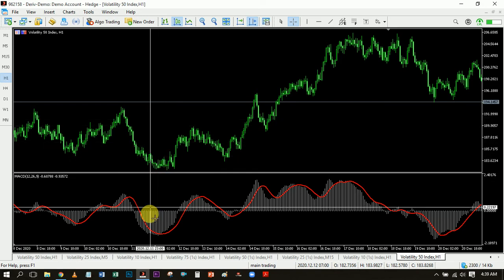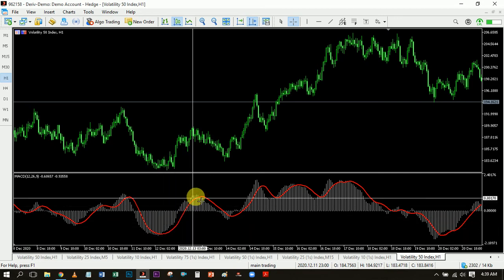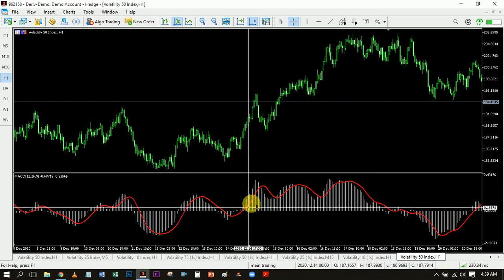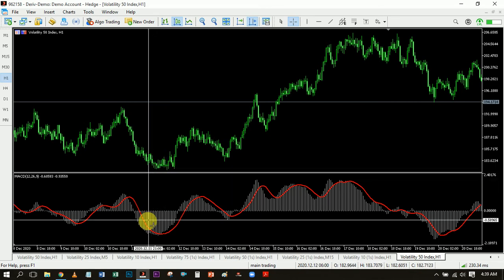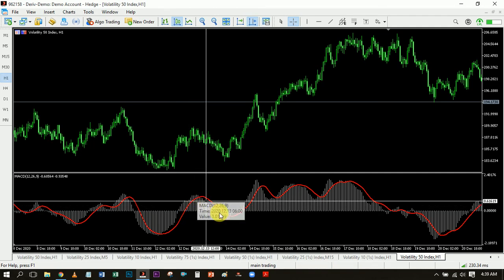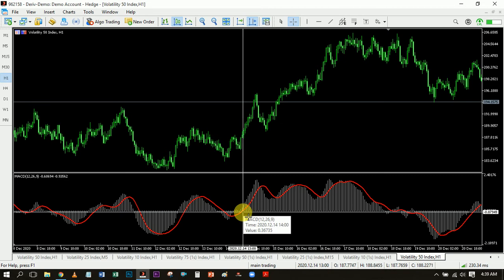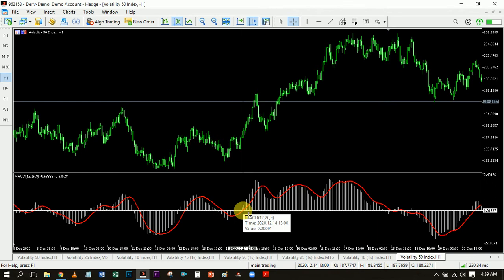Now looking at this, you realize that your MACD crossed above, then crossed below, then crossed above again. Then you notice that when the MACD crossed above here, there was a retest here before crossing above again. Now don't forget that your entry should be when the MACD crosses above the zero line or below the zero line, but for a buy signal it's above the zero line.